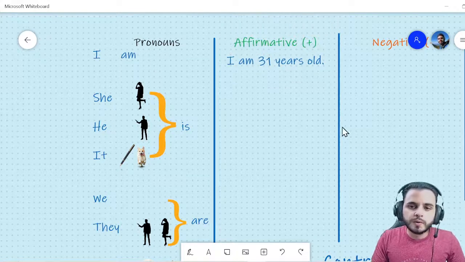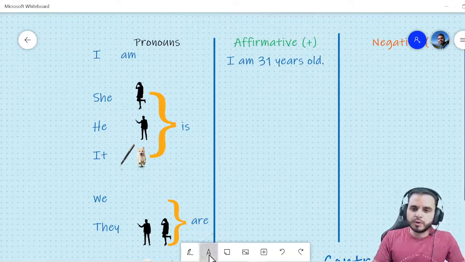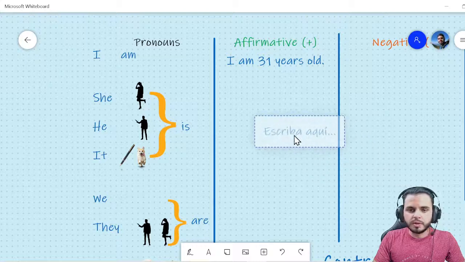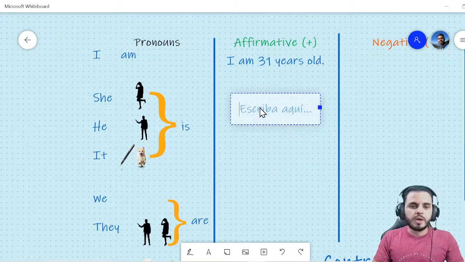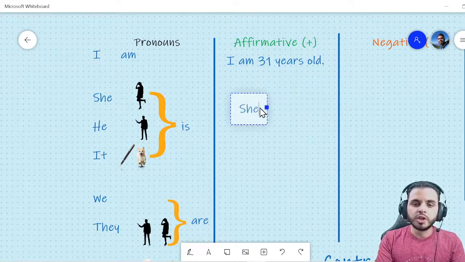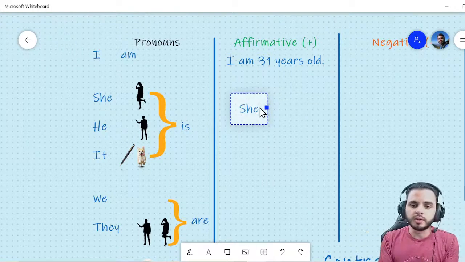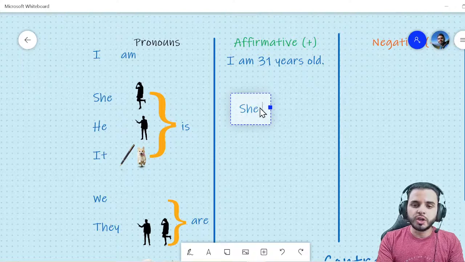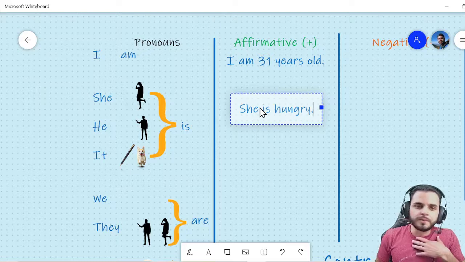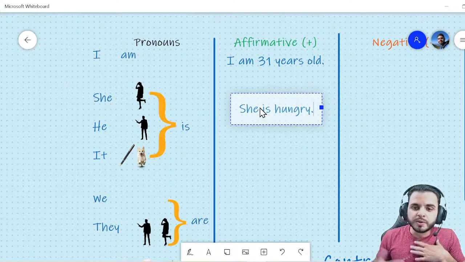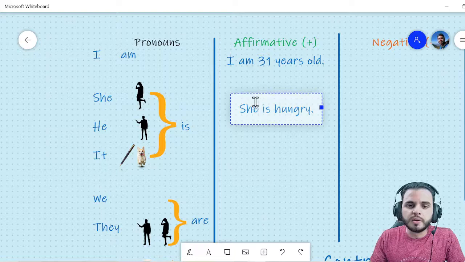I can also use the verb be to talk about the state of a person. So maybe I can say that she, I'm referring to a woman, right? She is hungry. Okay, maybe she has to eat, so now she's hungry.